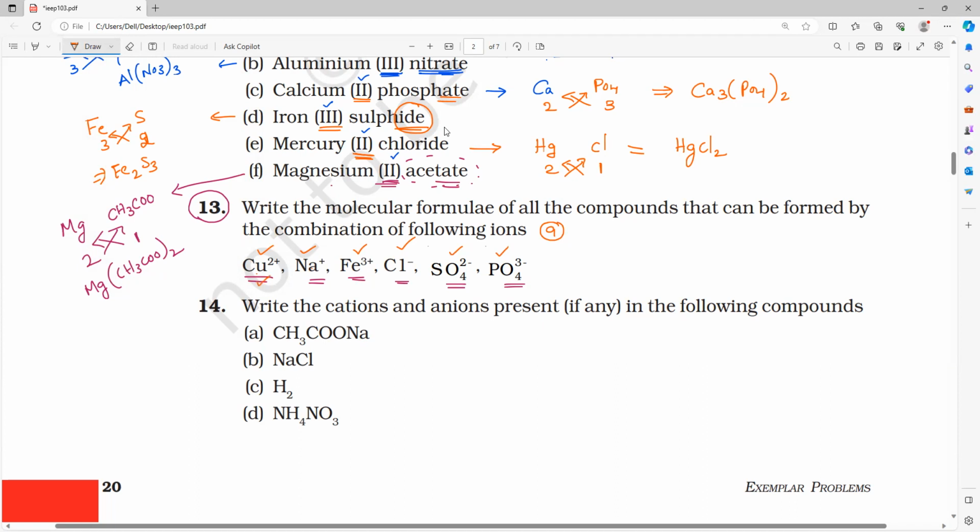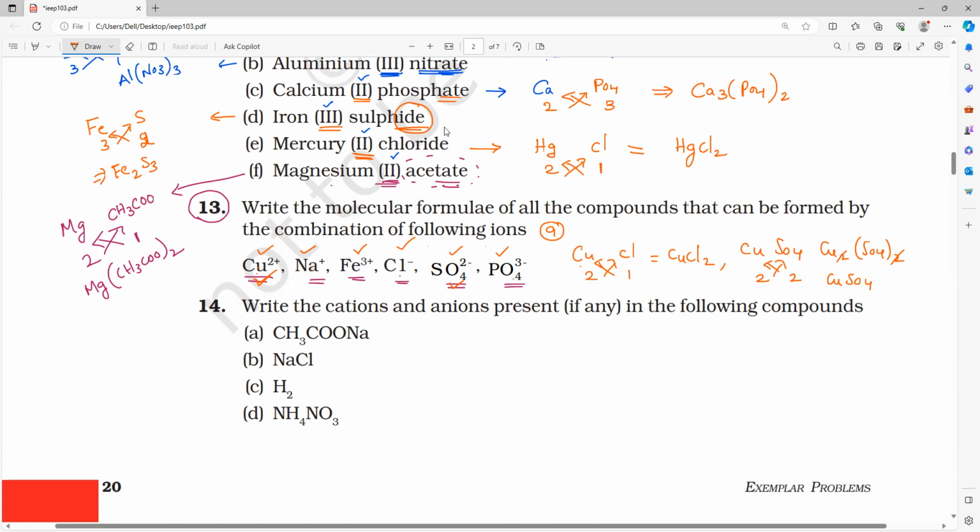Okay, first with copper. Copper with chlorine, what formula will come? Cu2+ and Cl−, Cu 2, Cl 1. CuCl2. Next, CuSO4. Copper 2, SO4 also 2. If you do the crisscross, you will get Cu2(SO4)2, the 2 will get cancelled, and we will get CuSO4. Clear everybody? Understand?